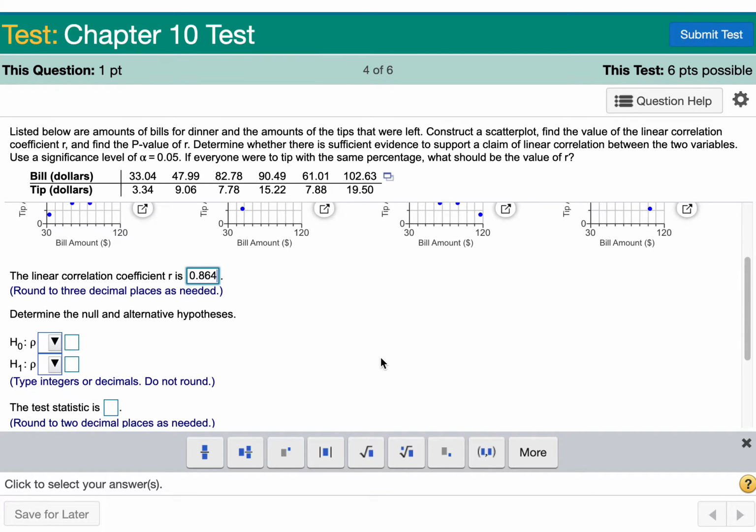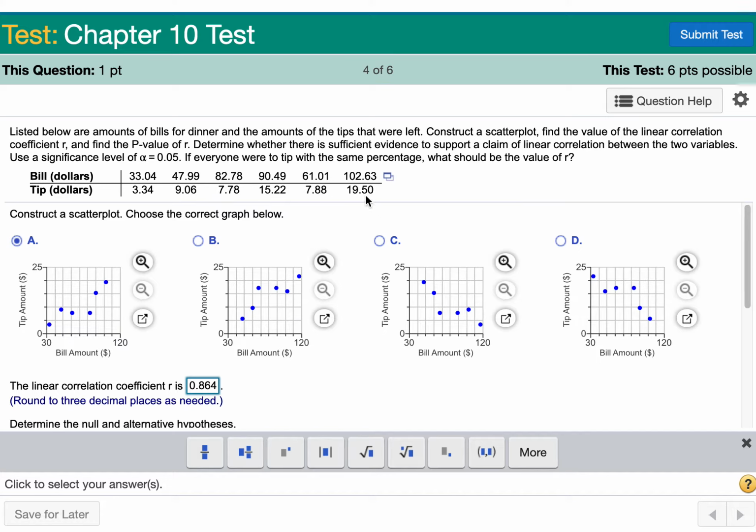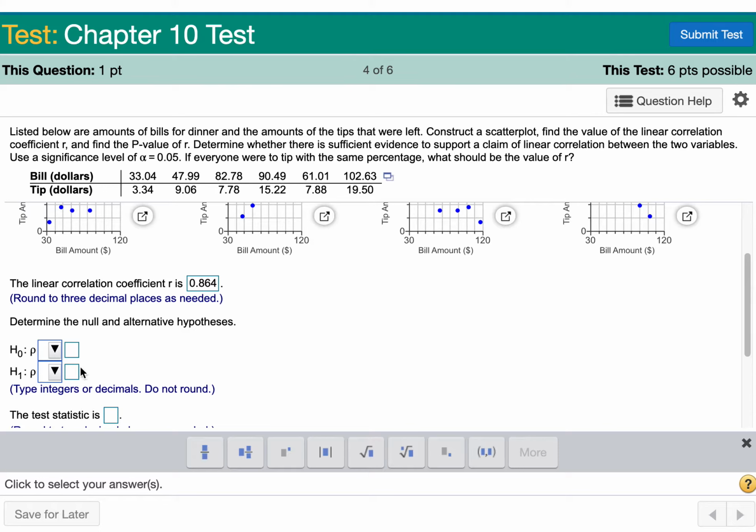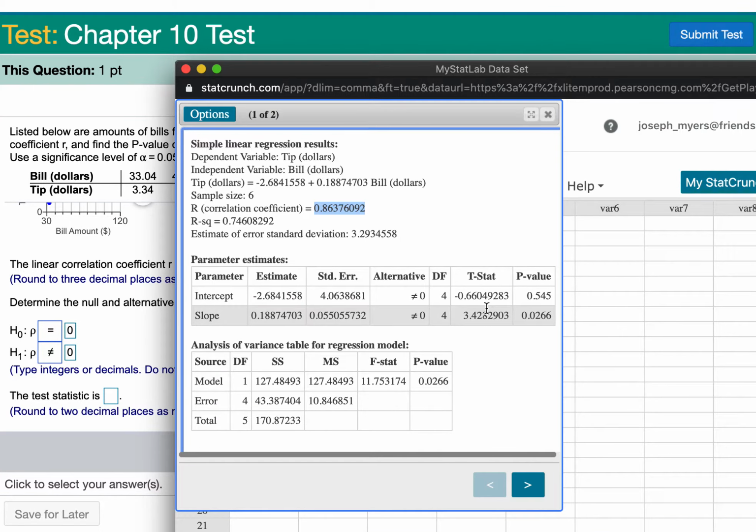And then determine the null and alternative hypotheses. The null hypothesis, well, it depends. It says determine if there is evidence to support the claim of a linear correlation. So once again, we are determining if there's any correlation, either positive or negative. The null would therefore have to be that there is no correlation, so rho equals 0. The alternative would be that there's any correlation, meaning it is either positive or negative, meaning rho is not equal to 0. And then the test statistic, once again, would be right here.